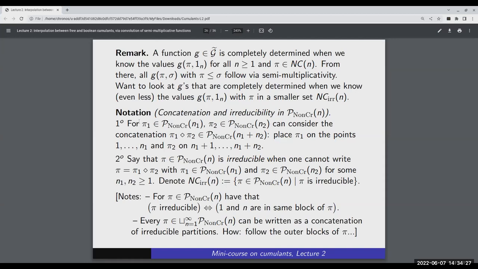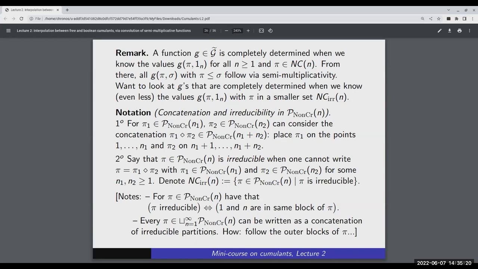This is about concatenation. If you have two non-crossing partitions, you can concatenate them. You place pi 1, in non-crossing of n 1, on the points from 1 to n 1. Pi 2 is in non-crossing of n 2. You use n 1 points for pi 1, and then to the right of that you use n 2 points for pi 2, and that's your concatenation, denoted by a rhombus. Irreducible means that it cannot be written in a non-trivial way as such a concatenation. You see right away that this is exactly what I said before: 1 and n must be in the same block.